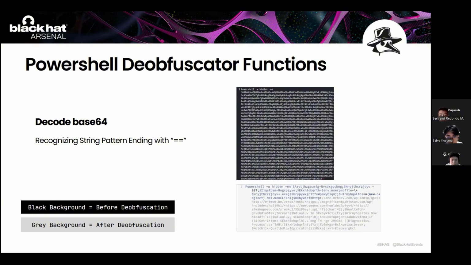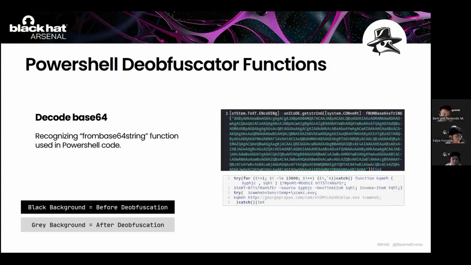With this pattern, the application tries to decode the base64 encoded string that we found inside the obfuscated PowerShell code and change it into plain text. So we can see the results in the picture below.